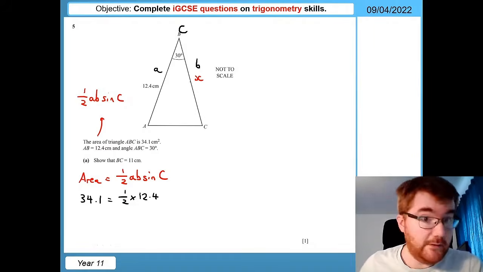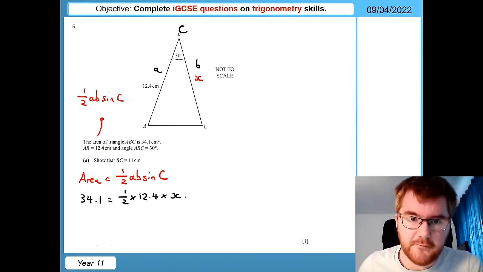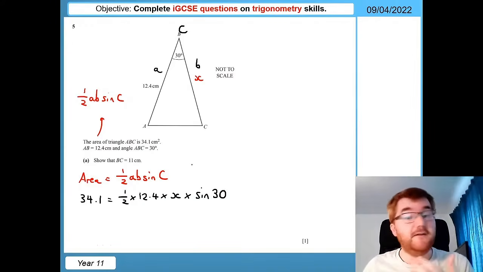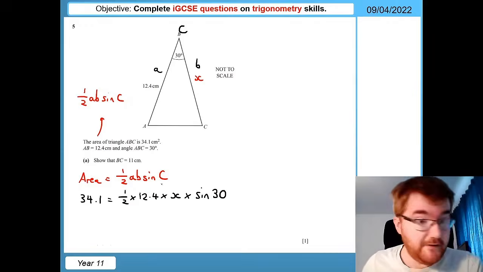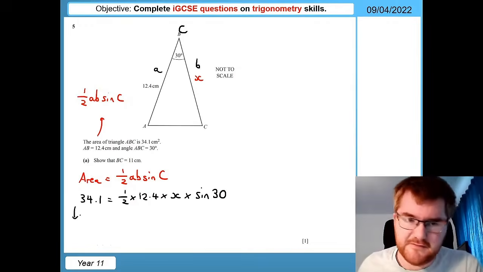B, we don't know, that's what we're looking for here. So I'm just going to call this X, because that's the side we're looking for, times the sine of the angle in between, sine 30. Now, I could simplify this down, because sine 30 is 1/2, and you can find half of 12.4. But what I'm going to do here is just let the calculator do this for me.